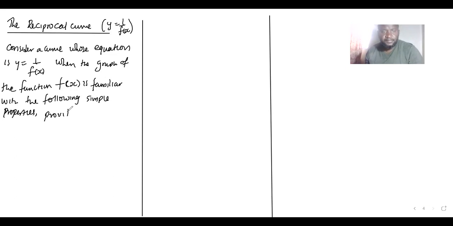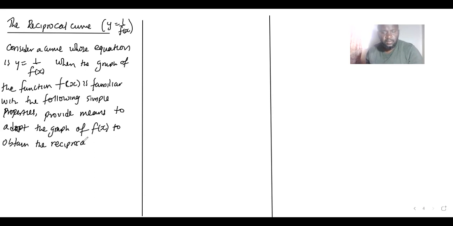Provide means to adapt the curve. Find means to adapt the graph of f of x to obtain the reciprocal curve, which is y is 1 over f of x.